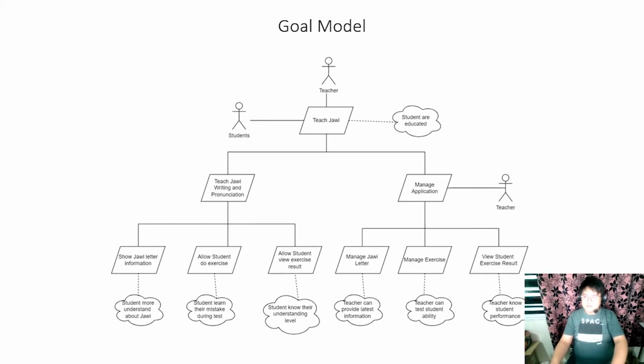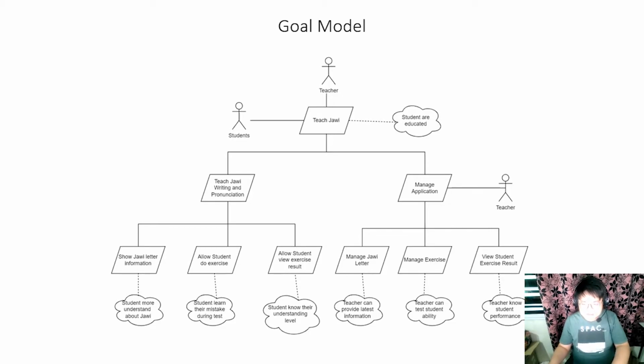The next model is a goal model. So the main goal of this AI application is to teach Jawi. In order to fulfill this main goal, the AI application needs to be able to teach Jawi writing and pronunciation and manage the application. So in order to achieve teaching Jawi writing and pronunciation, the AI application needs to be able to show Jawi letter information, allow the student to do the exercise, and allow the student to view the exercise result. So that the student knows their understanding level, the student can learn from mistakes during the test, and the student will have more understanding about the journey.